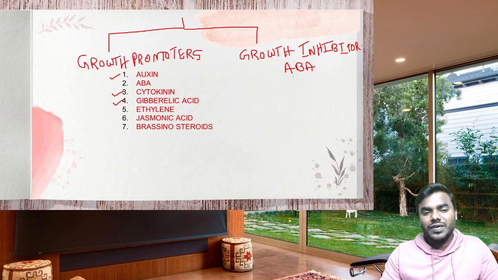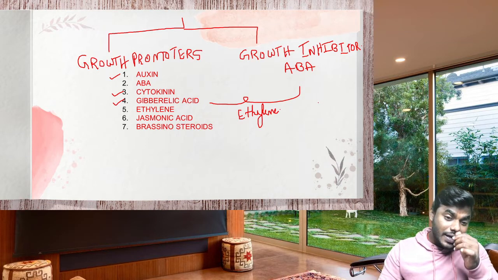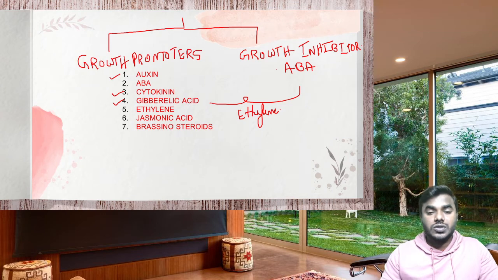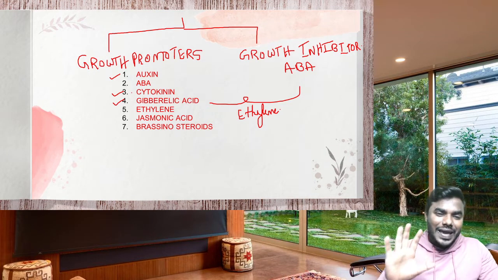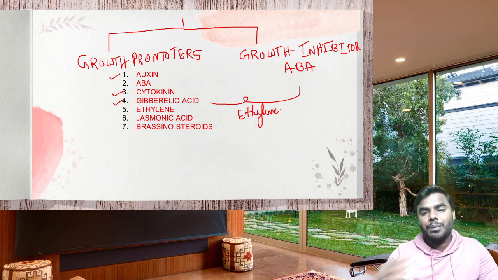Now my question is very clear. Then what about ethylene? So friends, actually ethylene can act as both, depending on the condition. Ethylene acts as a growth promoter as well as a growth inhibitor. My friends, these five are the major plant hormones abundantly found in every single plant.